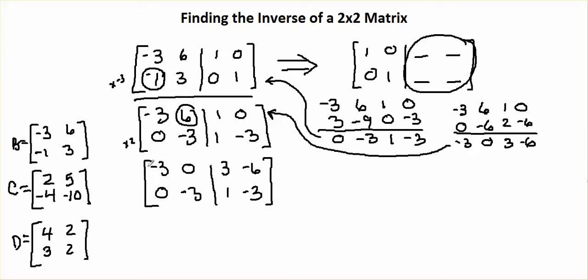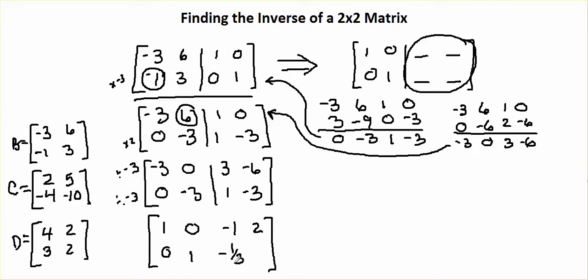The last thing that we need to do, just like when we were solving matrices, is make sure all of the numbers in our diagonal are 1. So now we're going to divide the first row by a -3 and the second row by a -3. And when we're done, we get a 1, a 0, a -1, and a 2. On the bottom row, we get a 0, a 1, a -1/3, and a +1.